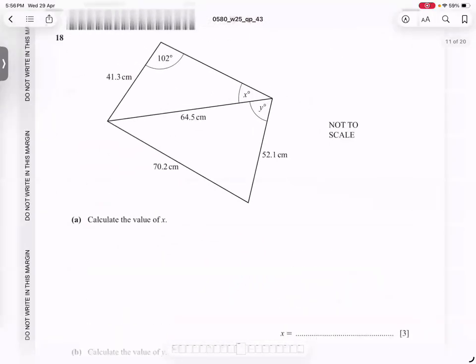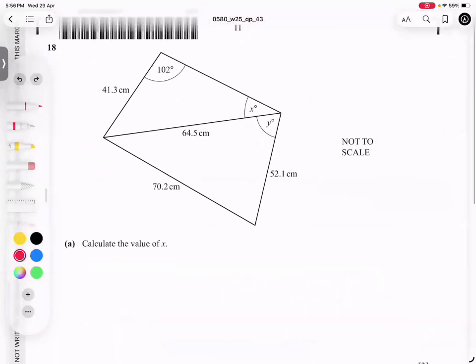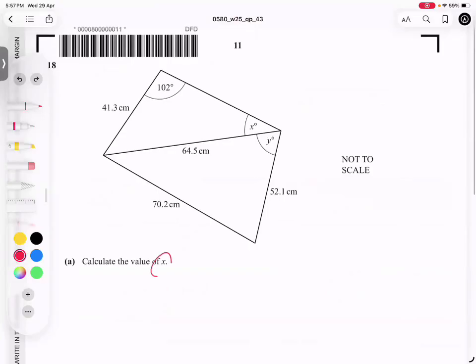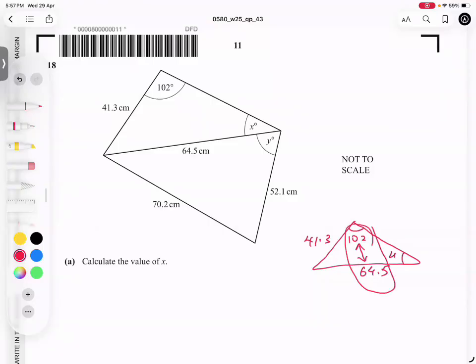Question number 18. He's asking for the x value. Where is the x value, students? If you can see, x is here, in the upper triangle, so we have to check it carefully. Best technique: make this diagram separate, with 102 here. This is not compulsory, but it makes the question easier. One pair is given. What does pair mean? If an angle and its opposite side are given, it's called a pair. When a pair is given, we can use the sine rule.